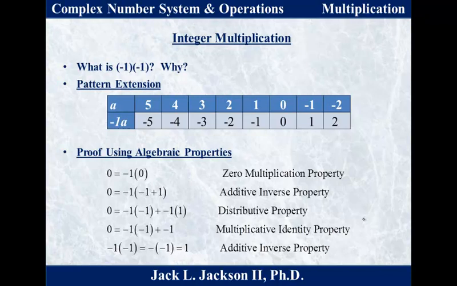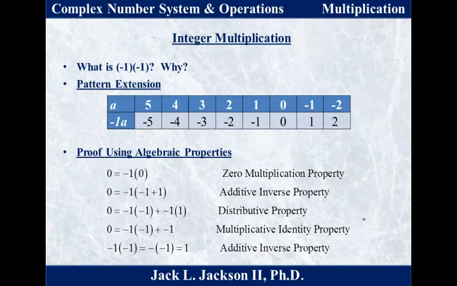0 has to be negative 1 times 0 because of the zero multiplication property. But 0 could be rewritten as negative 1 plus 1, and then we're going to multiply by negative 1, right? So negative 1 plus 1 is 0. That's because of the additive inverse property. Now we can use the distributive property. Negative 1 times (negative 1 plus 1) has to be negative 1 times negative 1 plus negative 1 times positive 1. And of course, since that was equal to 0 in the previous step, this is equal to 0 in this step. Well, we know what 1 times negative 1 is. That's negative 1 by the multiplicative identity property.